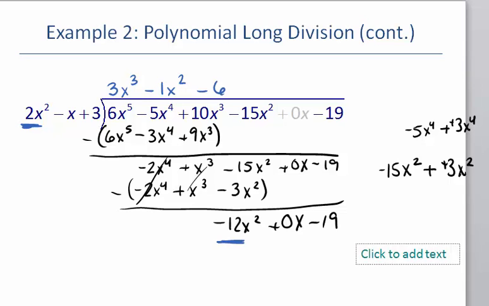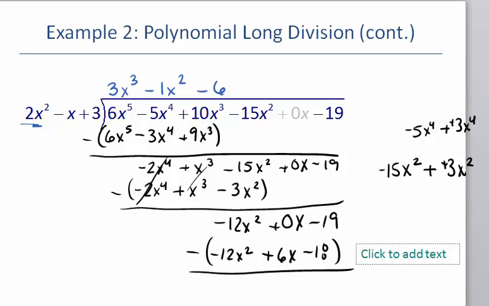Then we're going to multiply. So negative 6 times 2x squared would be negative 12x squared. Negative 6 times negative x would be positive 6x. Negative 6 times 3 would be negative 18. We're going to put it in parentheses and subtract. Again, we're going to want to assume that the first term will fall out if we've done it correctly. Then we have 0x minus 6x, which gives me a negative 6x. And I have negative 19 minus a negative 18, plus a positive, gives me negative 1.